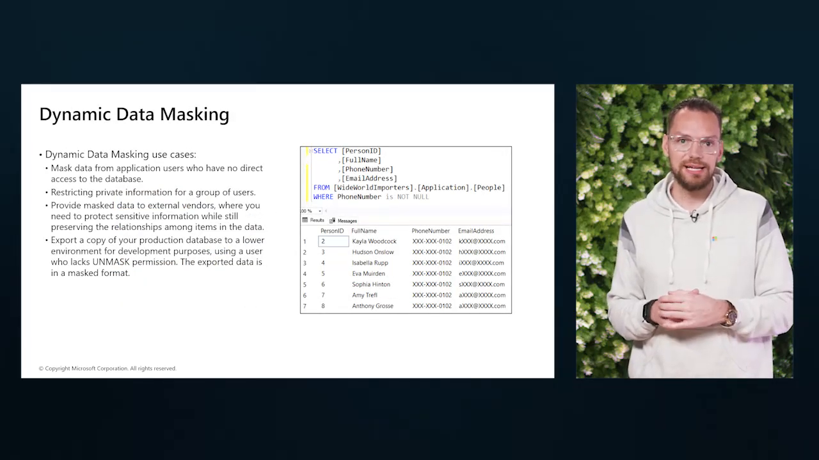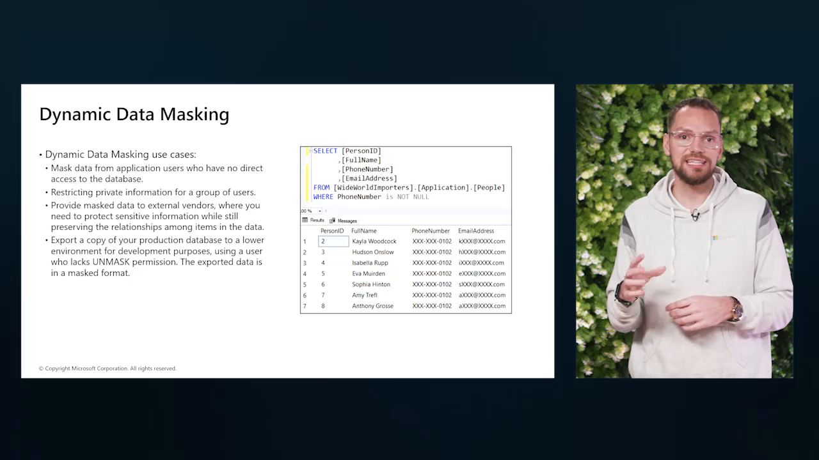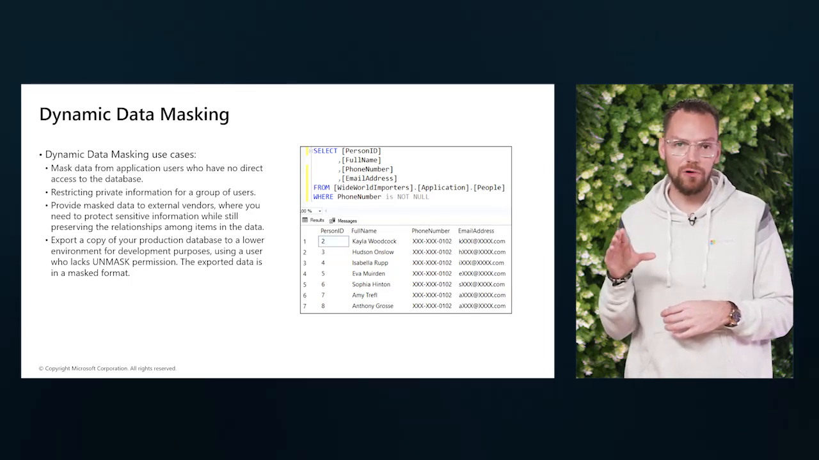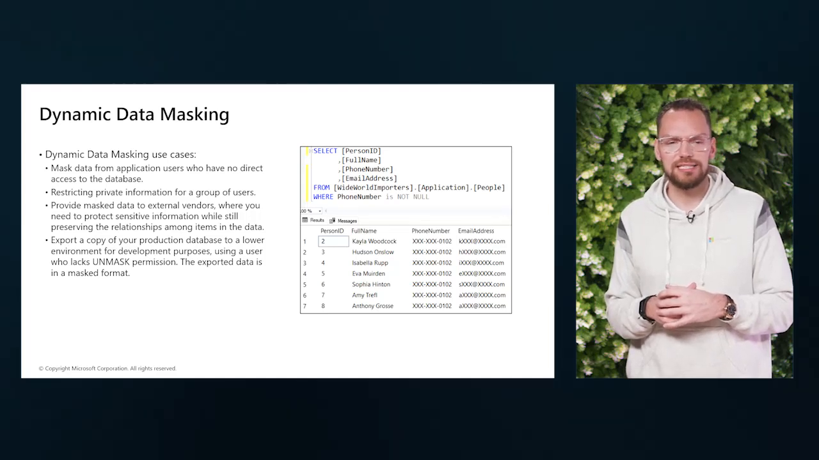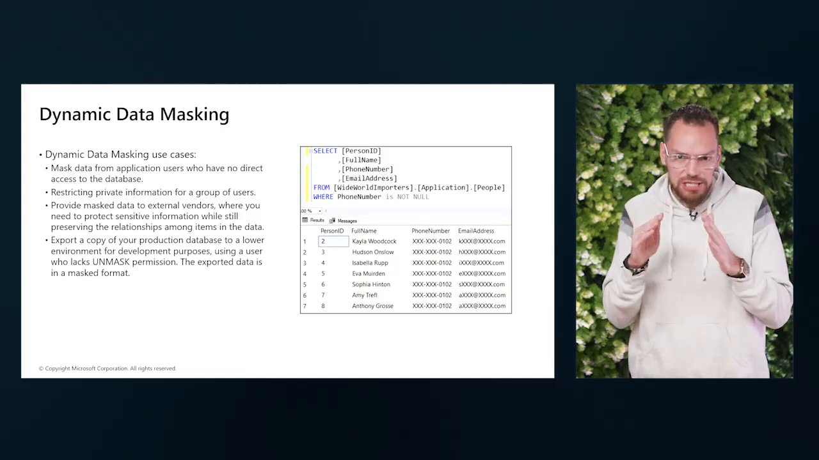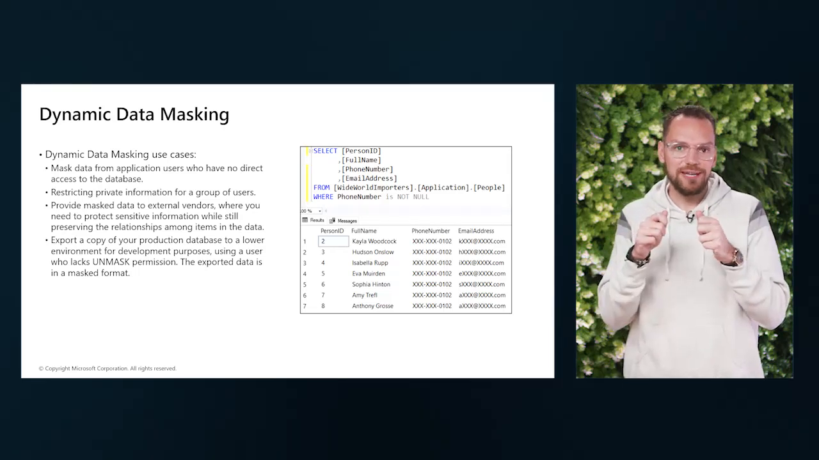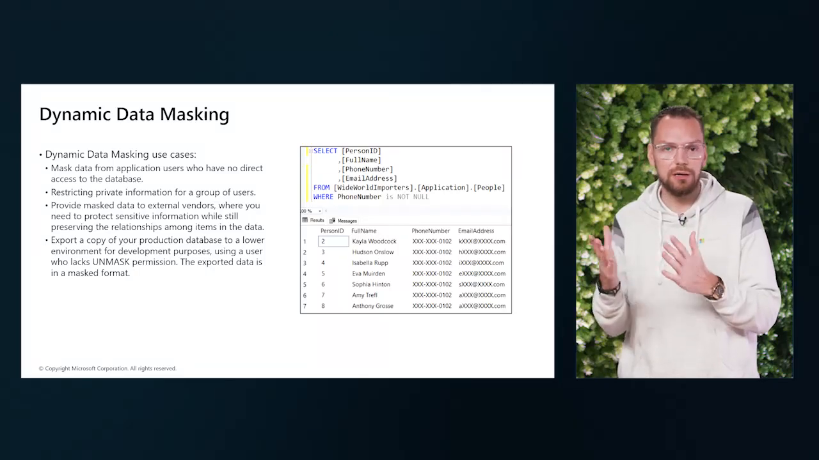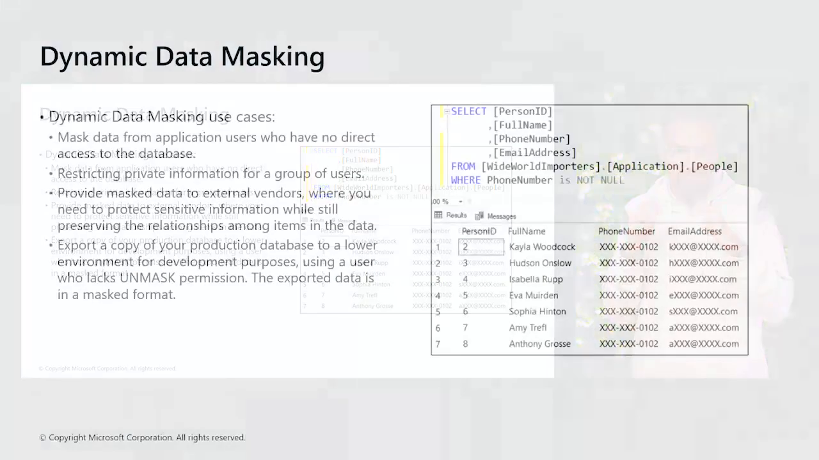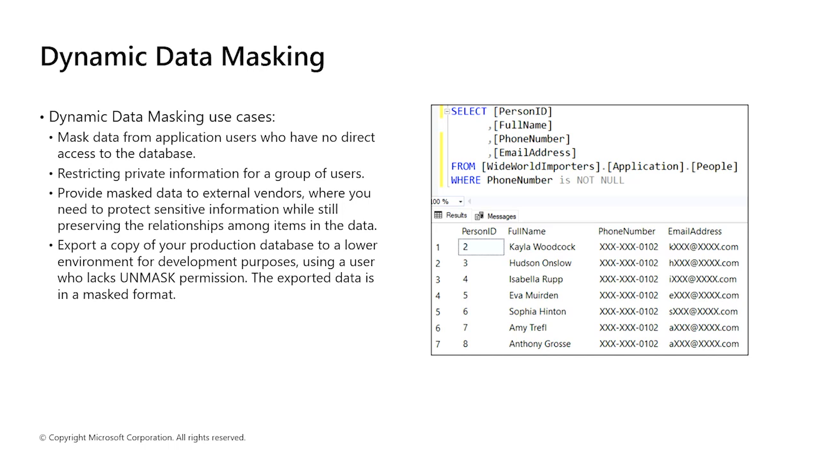Dynamic data masking is a security feature in Azure SQL Database that helps protect sensitive data from unauthorized access by masking the data at the database level. This means that the actual data is not modified, but rather masked for users who do not have the required permission to view the data in its original form. It provides a layer of security by ensuring sensitive information like credit card numbers, social security numbers, and personal identification information, PII, is not exposed to unauthorized users.